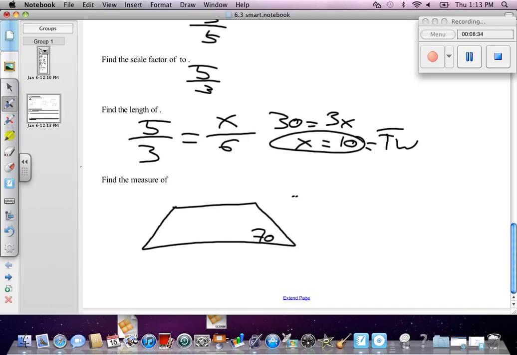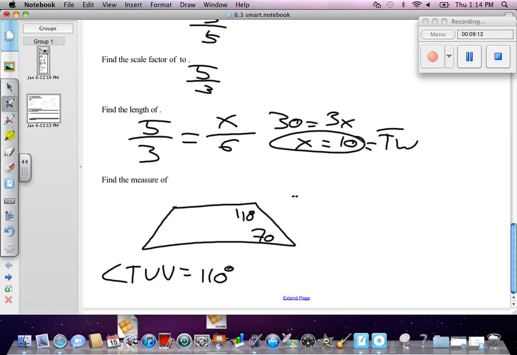See how this is 70 degrees? The ones next to it have to add up to 180. So what's 180 minus 70? 110. So we know that on the little trapezoid, this is 110, and the angles have to be congruent. So on the big trapezoid, angle TUV has to be 110 degrees. But I don't think you knew that those had to be supplementary.